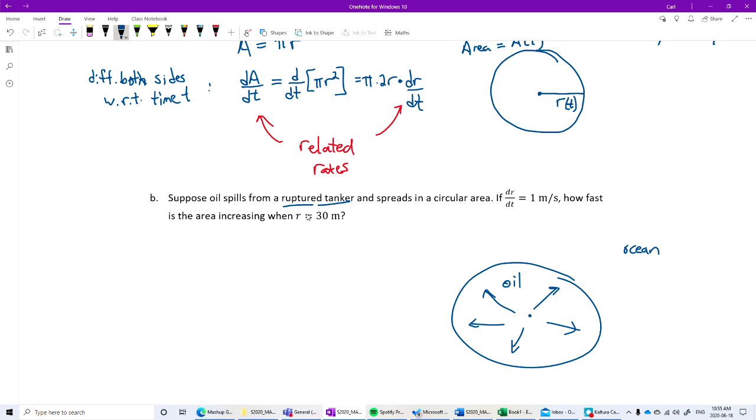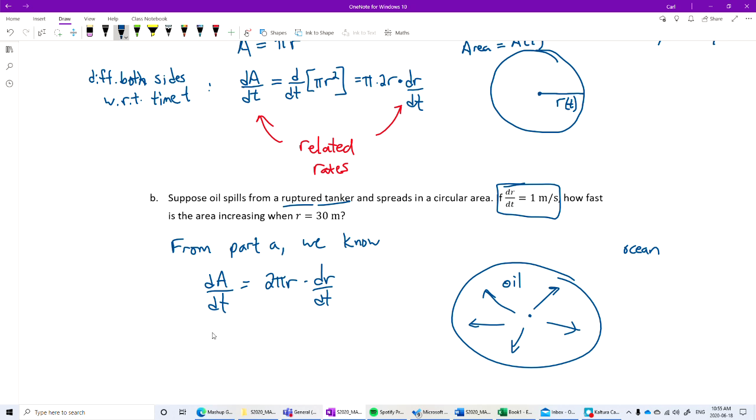And it's the same as the last situation. So from above, from part A, we know that the rate of change of the area is 2 pi r times dr dt. So it spreads in a circular area. If the radius is growing at 1 meter per second, how fast is the area increasing when it's 30 meters?